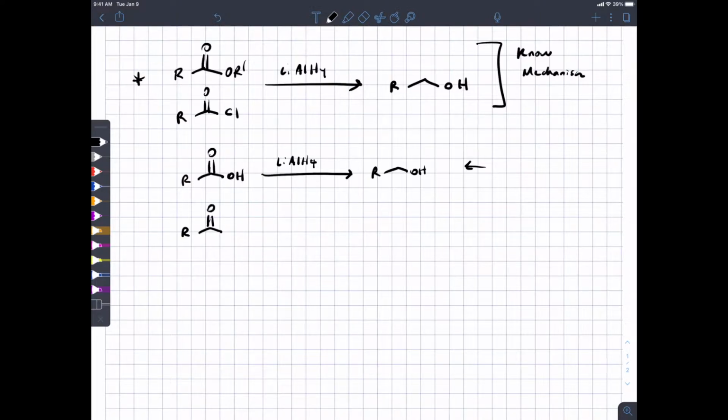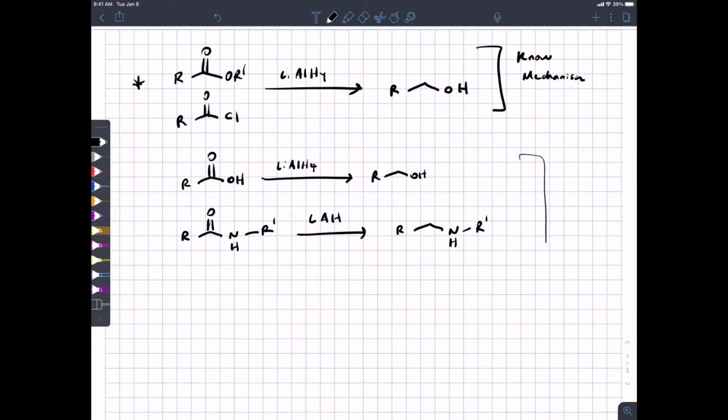Lithium aluminum hydride also works for amides and can reduce, I'm abbreviating lithium aluminum hydride, can reduce the amide not down to an alcohol but actually to an amine. And the reason the nitrogen stays there is that the nitrogen's a poorer leaving group than an oxygen. You don't need to know these mechanisms here, but I want you to be aware of them in case you encounter them in the future, okay? But I won't really say much more about these two reactions.